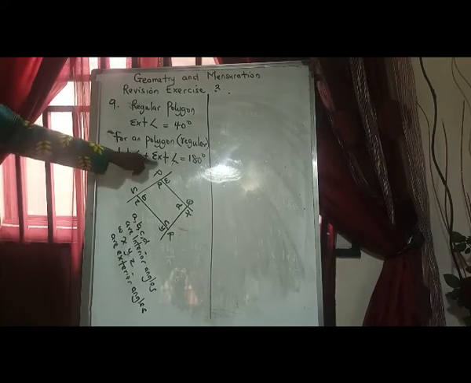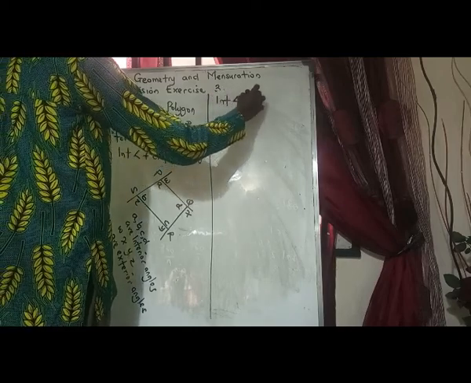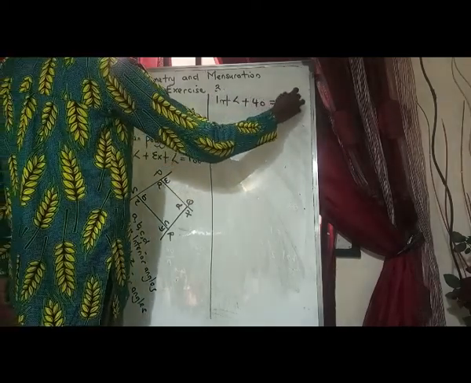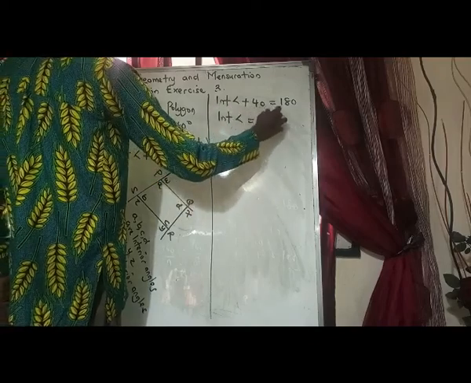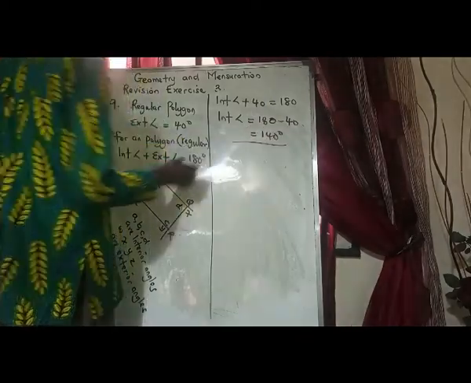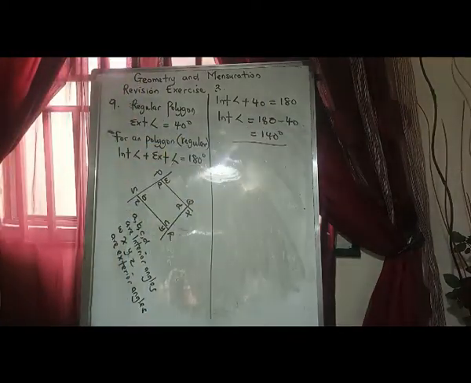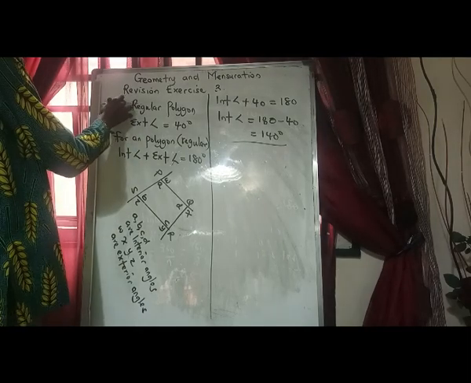So if the exterior angle is 40, it means that the interior angle plus 40 will be equal to 180, meaning that one interior angle of this figure will be 180 minus 40, and that will give you 140 degrees. So the interior angle in this setup is what? 140 degrees. Okay?